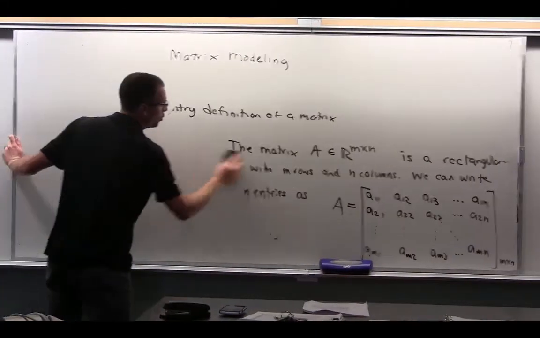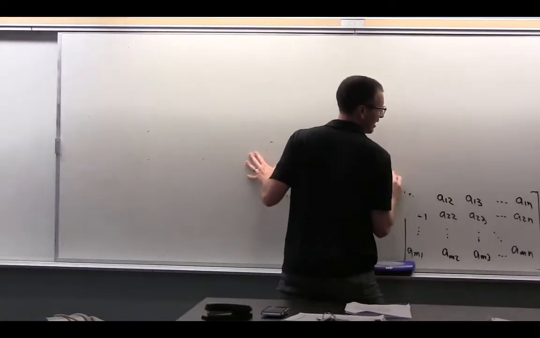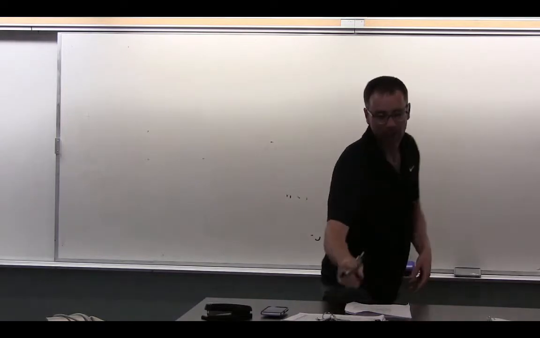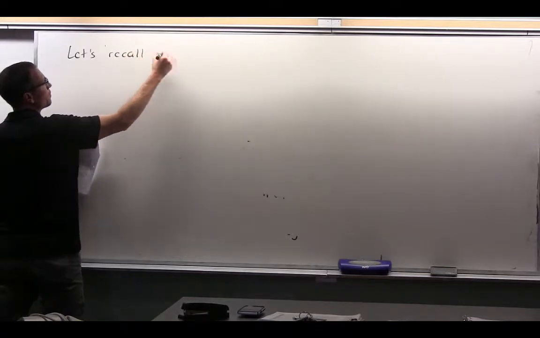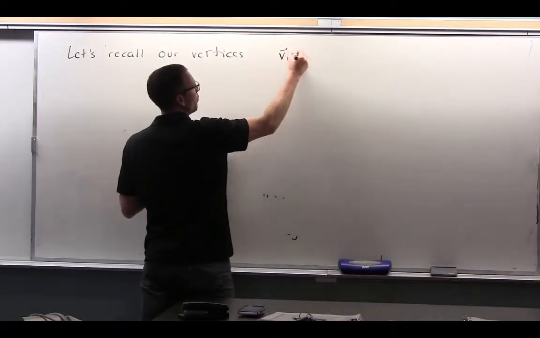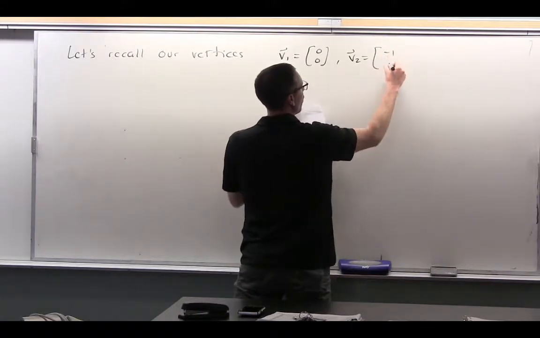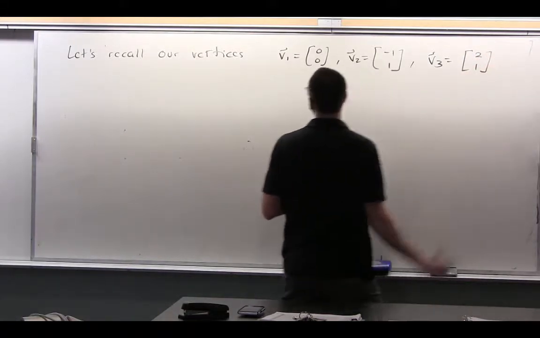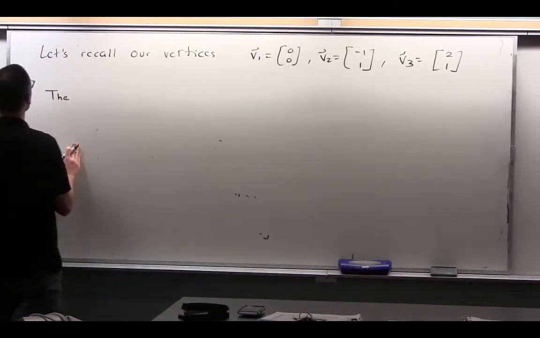So we will go back to a very early example that we did in lesson 2 or 3, I forget. And it was also hinted at on your test. So let's recall our vertices from a previous example. V1 we said was 0, 0. V2 we said was -1, 1. Anybody remember what V3 was? 2, 1. Awesome.